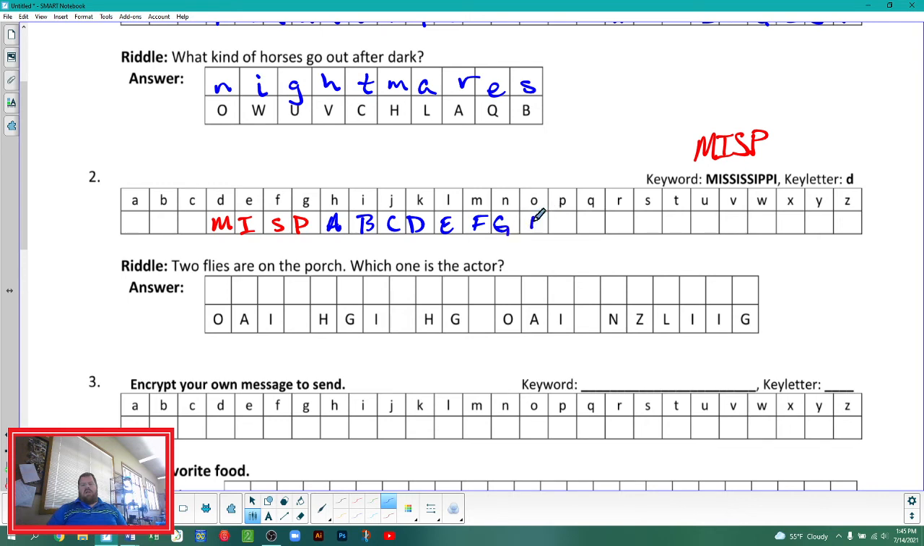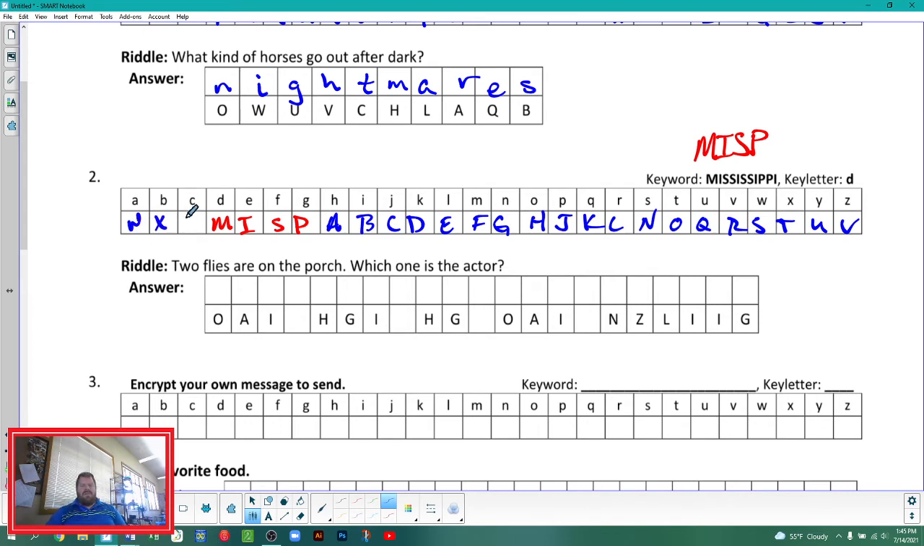F, G, H, I will skip I, J, K, L, skip M, O, skip P. It's harder than it sounds mentally.